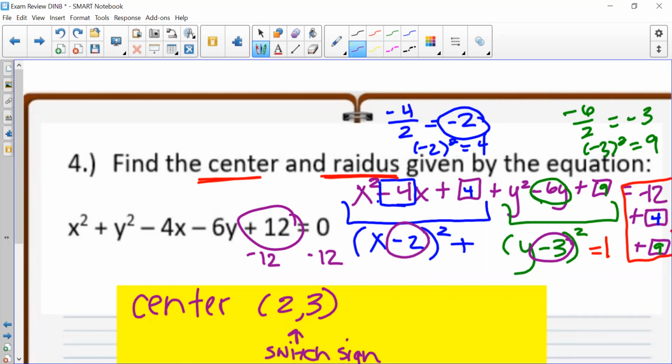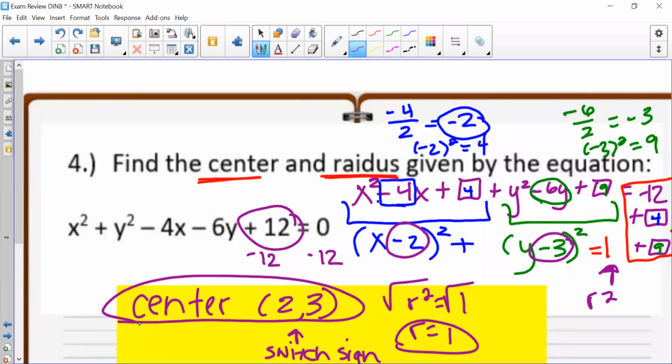All right, and then the radius, the number on the right side of the equals is radius squared. So radius squared is 1, so you square root that number to get the radius. The square root of 1 is 1. So the radius is 1, and the center is at 2, 3.